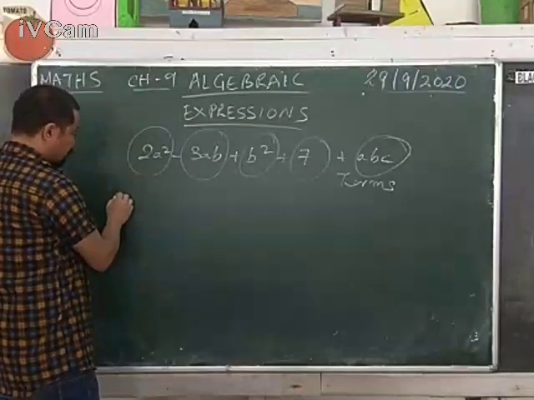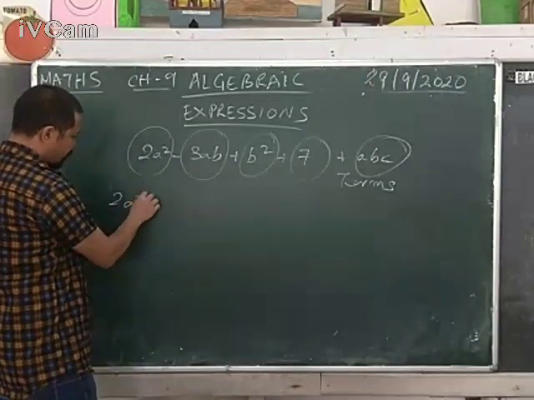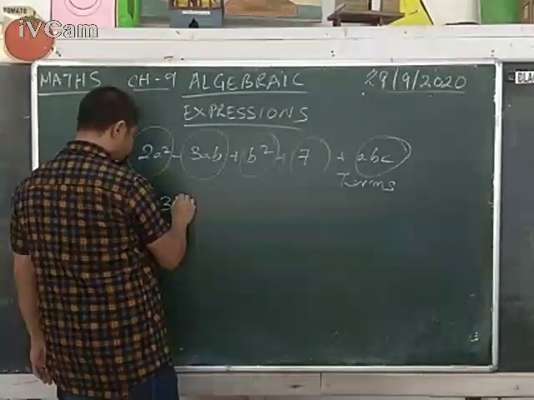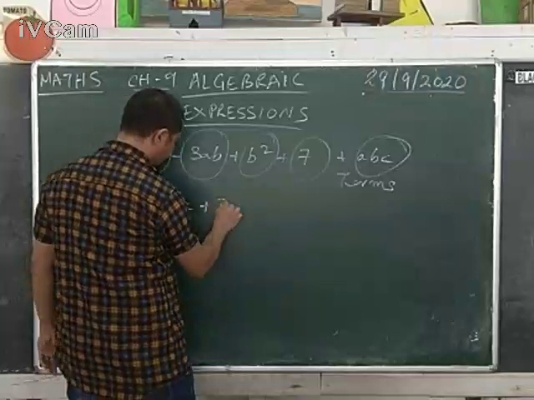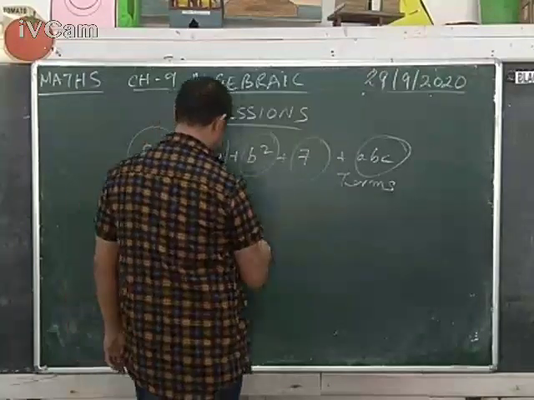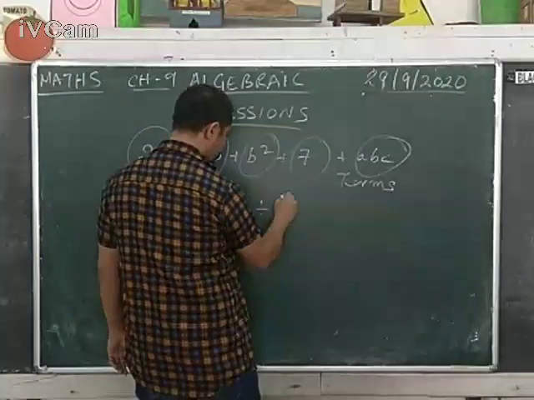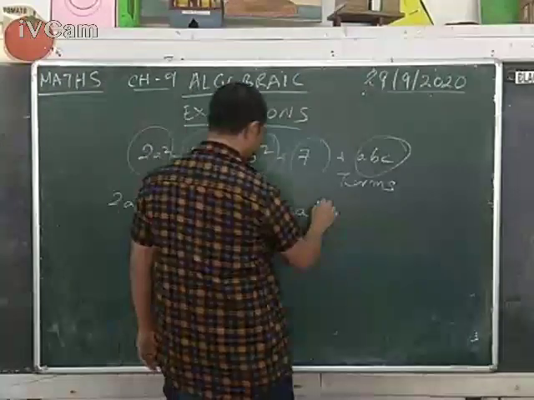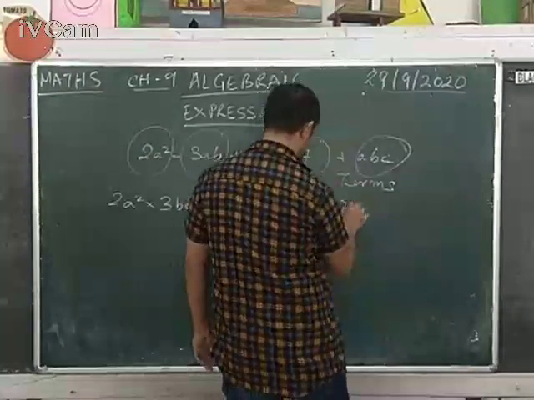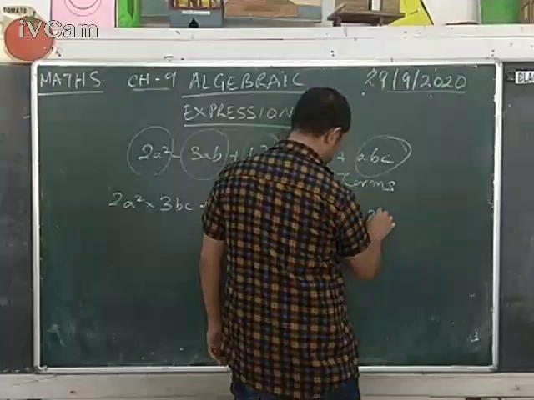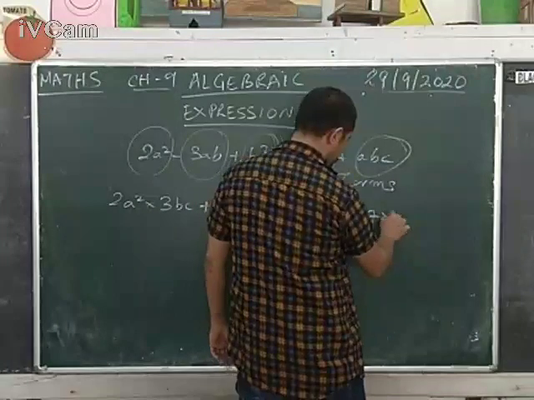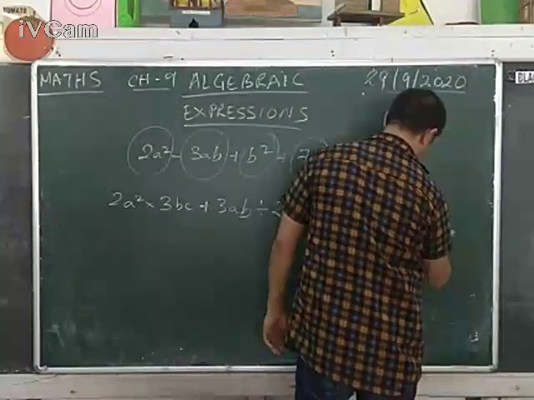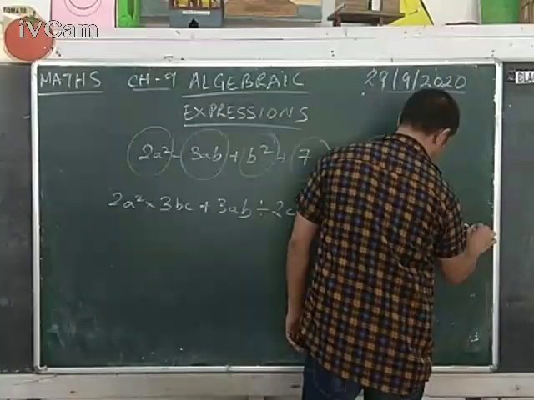So let's say 2a square into 3bc plus 3ab divided by 2ca plus b square plus 7 into 7 plus abc into 6xy.